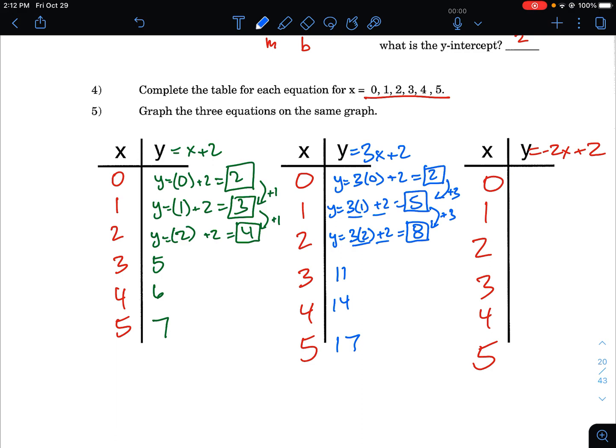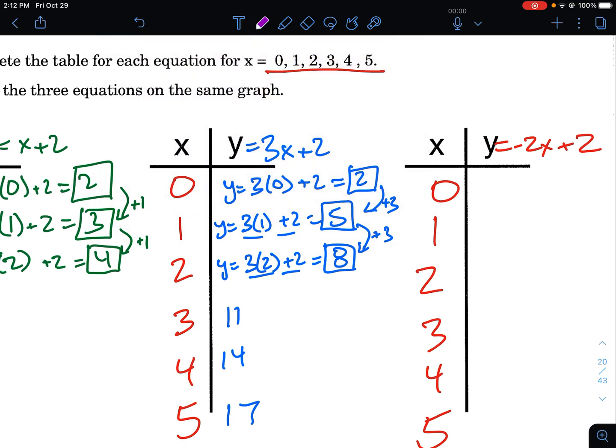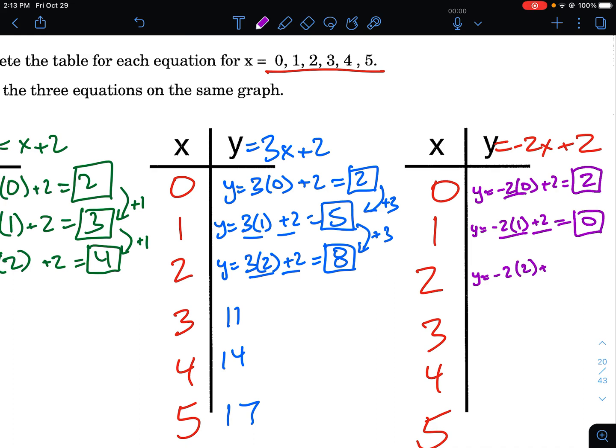Let's do our next one. I'm going to do purple instead. All right. So y equals negative 2 times 0 plus 2. Negative 2 times 0 is 0, plus 2 is 2. Next, y equals negative 2 times 1 plus 2. Negative 2 times 1 is negative 2. Negative 2 plus 2 equals 0. And then next, y equals negative 2 times 2 plus 2. That's negative 4. Negative 4 plus 2 is negative 2. So what's our pattern? Seems to be going down by 2 every time. So from 2 to 0, 0 to negative 2, negative 2 to negative 4, negative 4 to negative 6, negative 6 to negative 8.